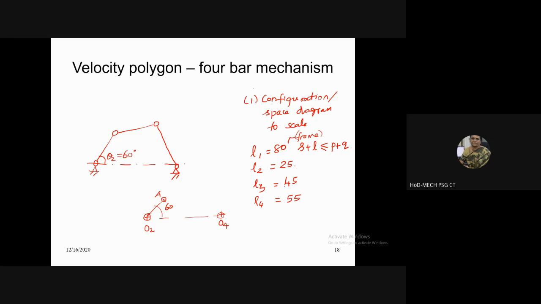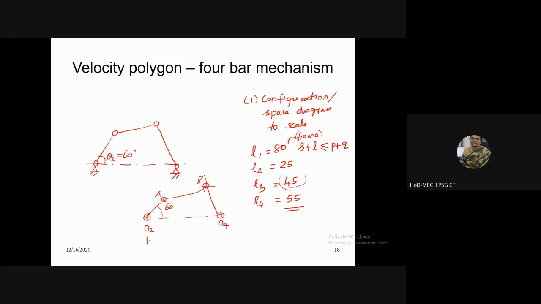With L3 as radius, 45 millimeters, with A as center cut off an arc, and then with 55 millimeters, O4 as center, cut off the previously drawn arc, and then mark a joint there and connect them. So that point will be B. So this is how you draw the configuration diagram.